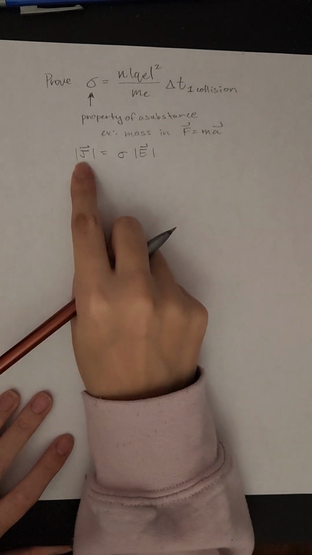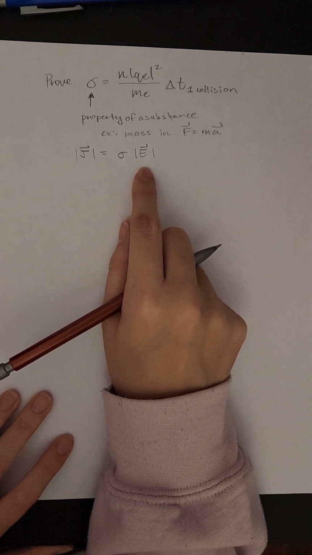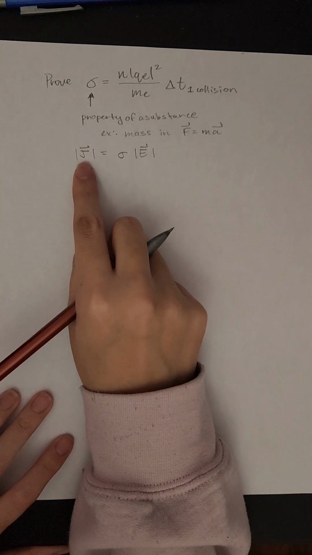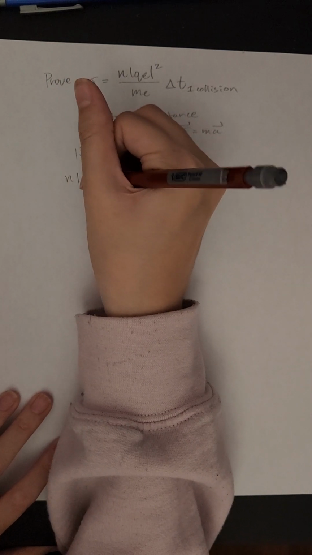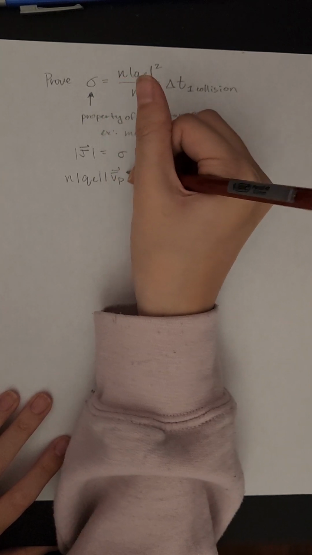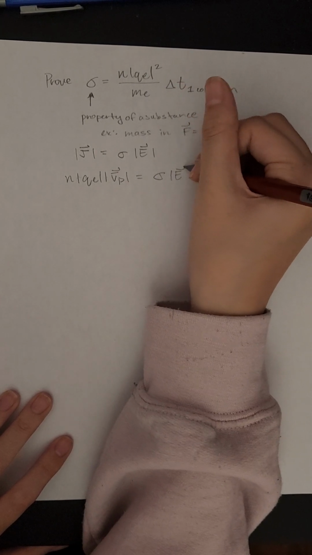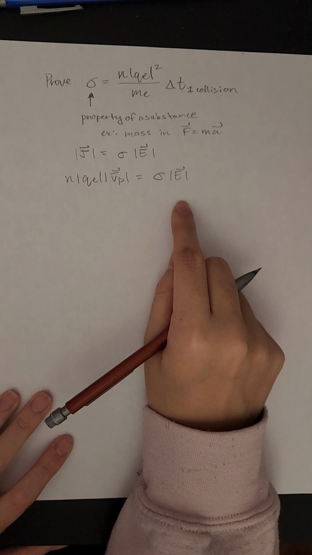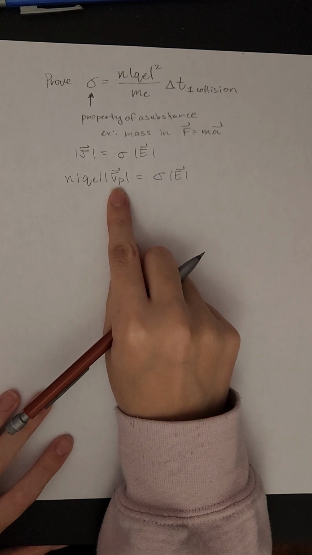So this equation, which is the current density, is equal to conductivity times the electric field. So how could I prove that? Let's first rewrite the current density, which could be rewritten as the number density times the charge of the electron times the average drift velocity, which is equal to conductivity times the electric field. So I just rewrote the left side, and we notice that we have this drift velocity here.